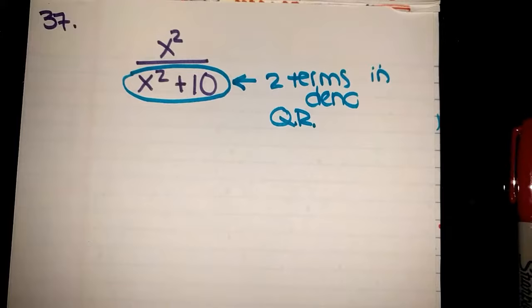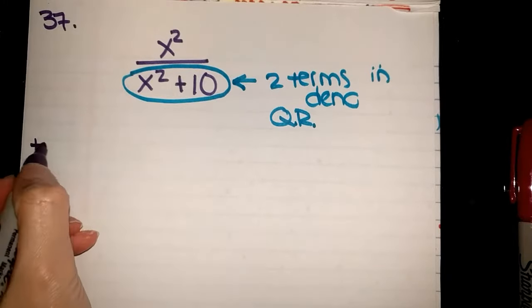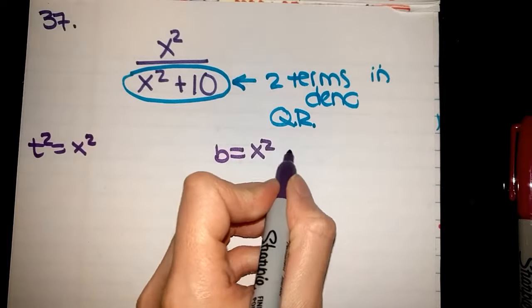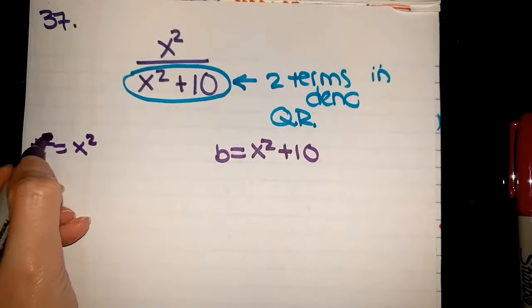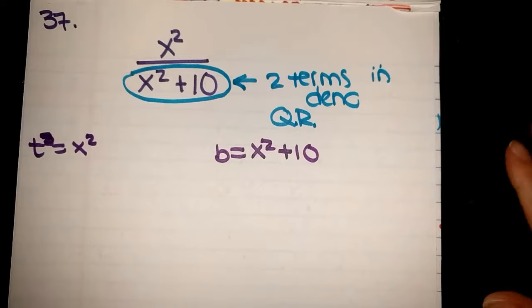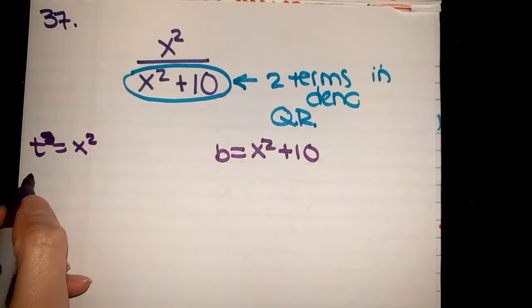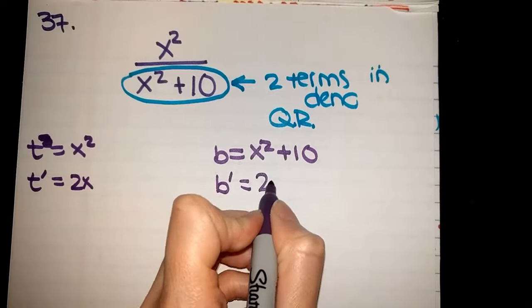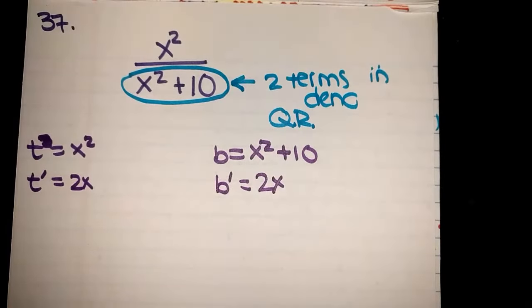So our top function is going to be x squared, and then the bottom function will be x squared plus 10. So the top function is x squared, the bottom function is x squared plus 10, and then our top function's derivative will be 2x, and our bottom function's derivative will also be 2x. All right, so we are going to crisscross them and subtract the diagonals.